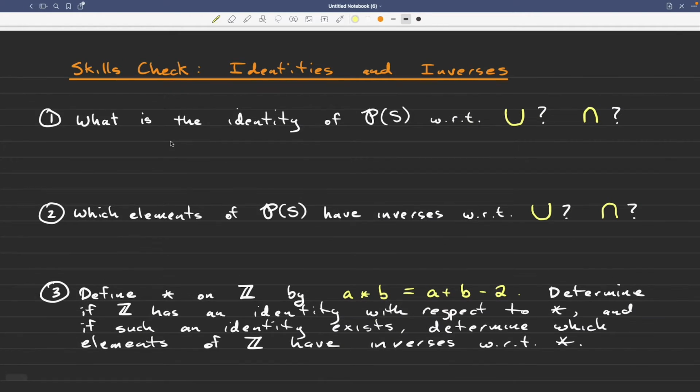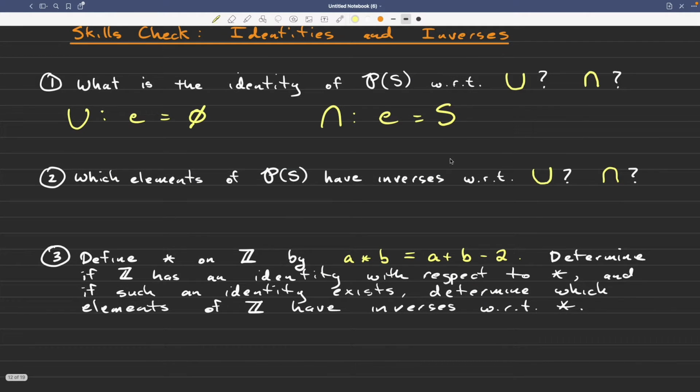Okay, welcome back. I just realized that number 1 was actually one of the problems that I already worked out, so that should have been really easy. But just repeating the answer, for union, the identity is the empty set, and for intersection, the identity is the whole set S. Now, for number 2, we haven't thought of this yet. Which elements of the power set have inverses with respect to union and separately intersection?